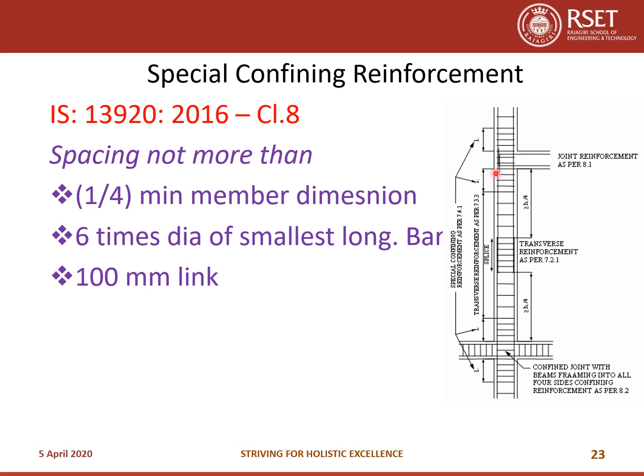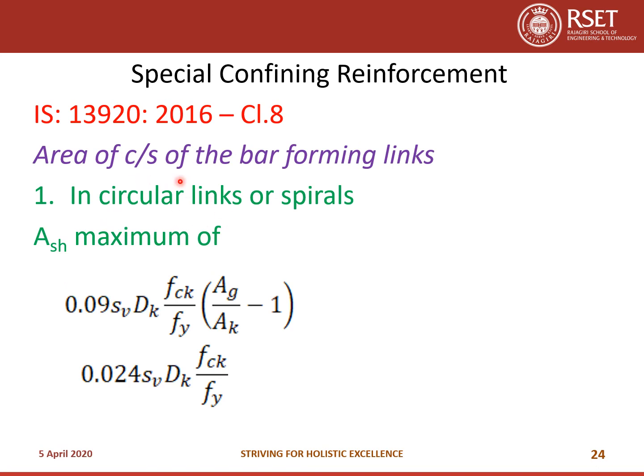Then spacing for the L0 region should not be greater than 1/4 of the minimum member dimension or 6 times the diameter of the smallest longitudinal bar or 100 mm. For circular links, the minimum area of cross section required is the maximum of these two, that is the maximum of 0.09 SV dk FCK divided by Fy into (Ag by Ak minus 1) or 0.024 SV dk FCK by Fy, where SV is the pitch of spiral or spacing of the links.